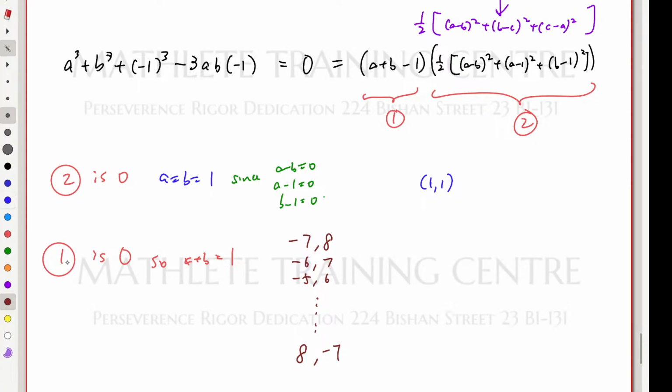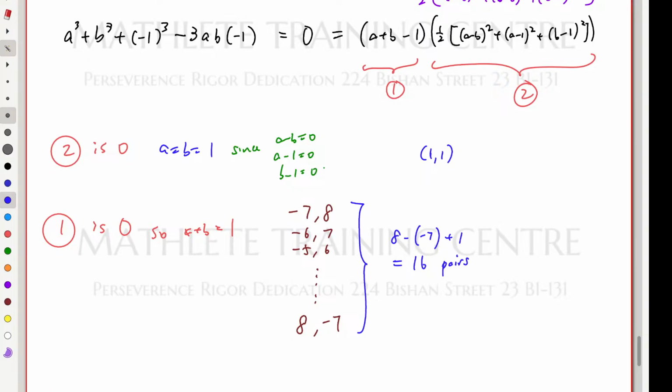Now, how many of them are there? There are 8 minus negative 7 plus 1, I believe. There are 16 pairs over here. So case 2 being 0, there's one pair. Case 1 being 0, there are 16 pairs. The final answer for this question is 17, 17 pairs of a and b that satisfy the given equation.